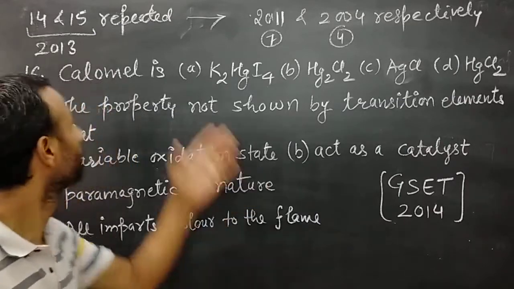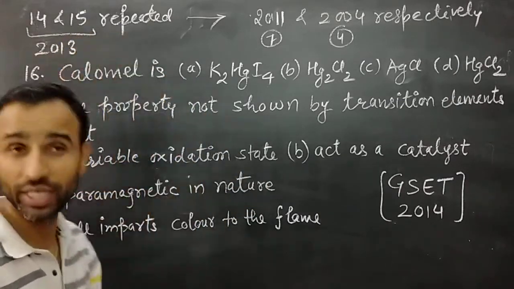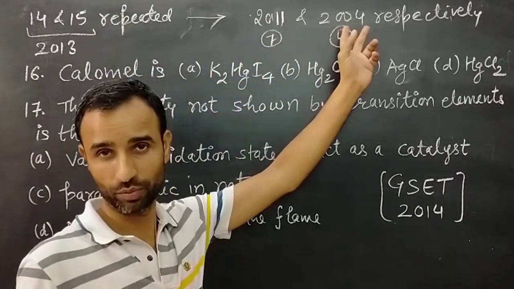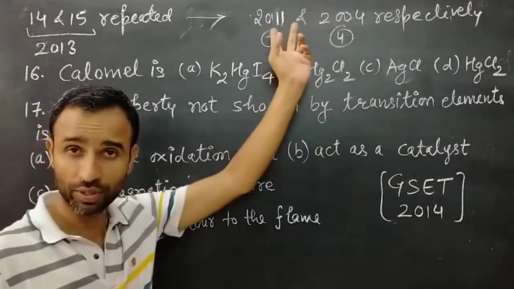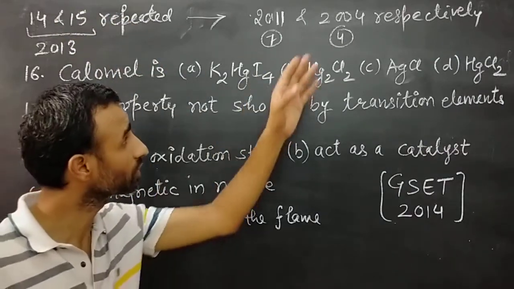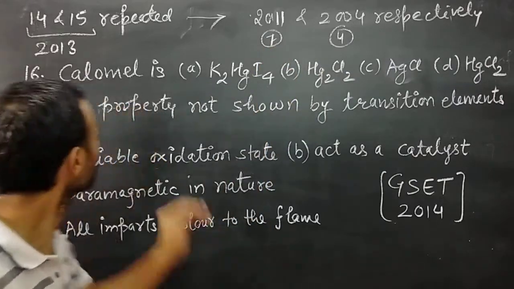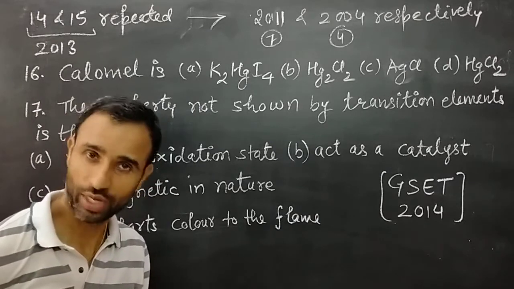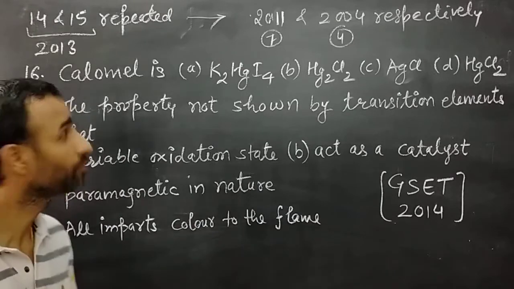So next questions, 14 and 50 questions came in 2013, they are repeated from 2011 and 2004. Questions that came in 2004 and 2011 are repeated in 2013. These are the two questions. Fourth question we have done, seventh question we have done. Here they are questions from 2013. Okay. Now next, these are the questions from 2014.